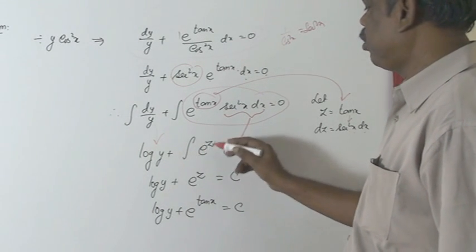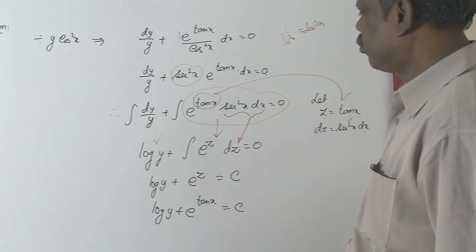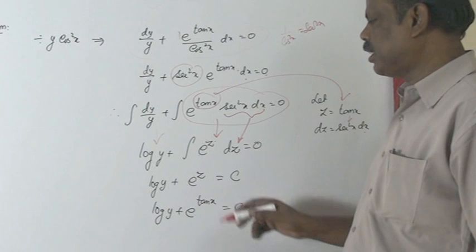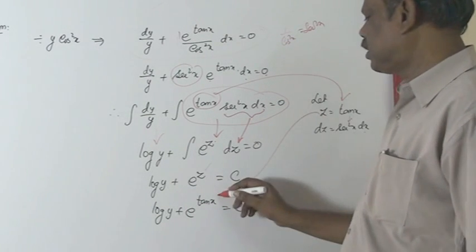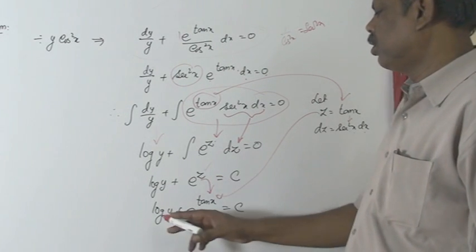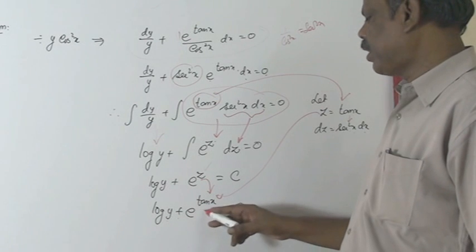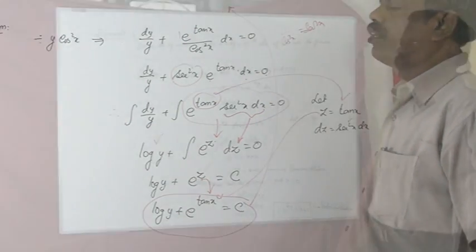So we get integral of e power z into dz is equal to 0. So it becomes a very simple integration. What is e power z integration? It is e power z itself. Now what is z? Z is tan x. So replacing z by tan x, therefore log y plus e power tan x is equal to c. So this is the general solution of this differential equation.